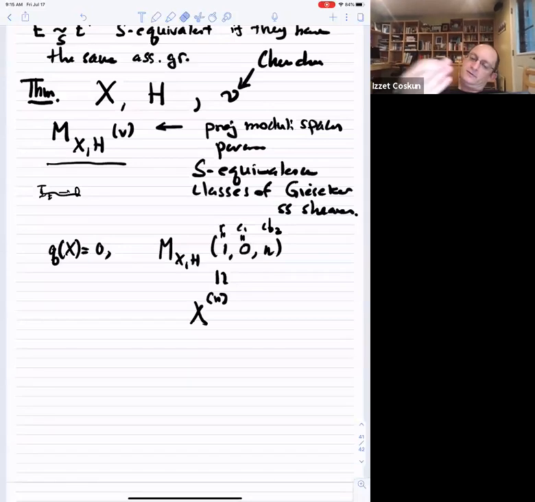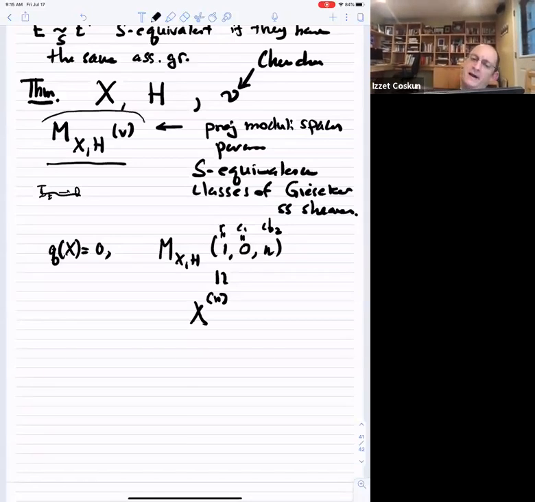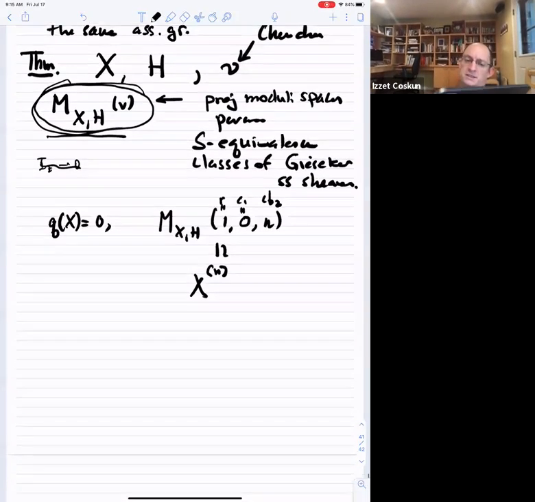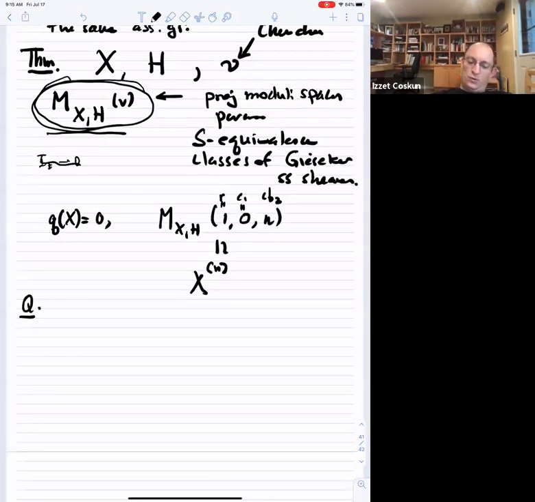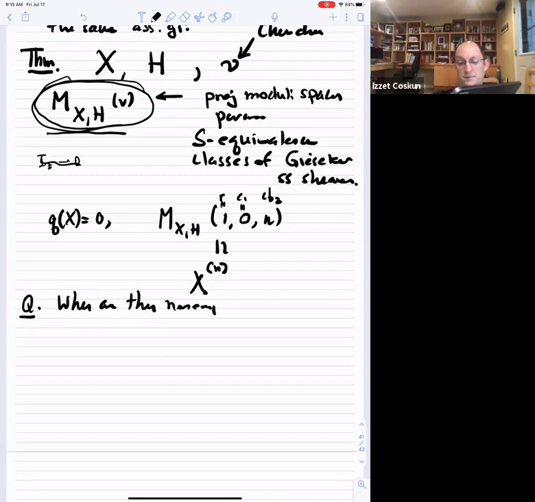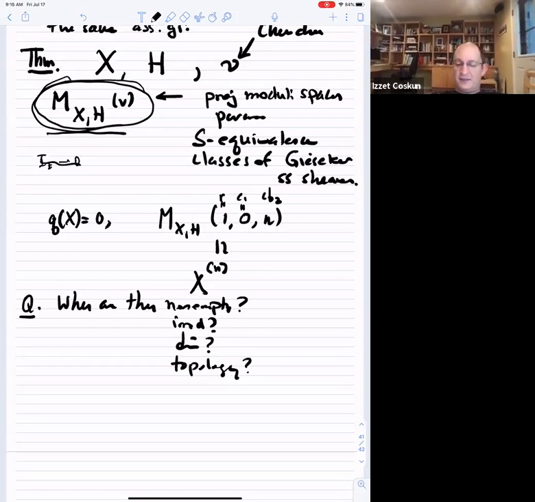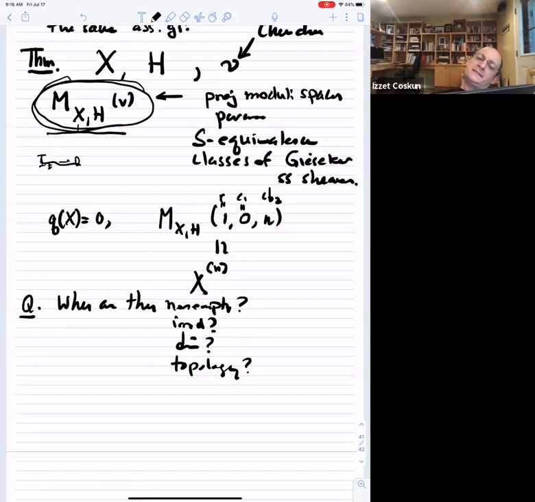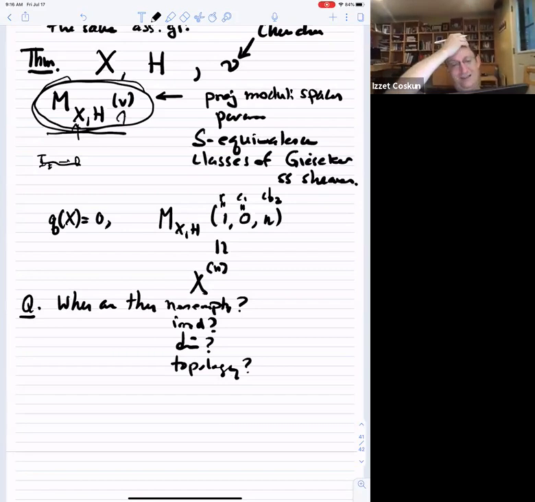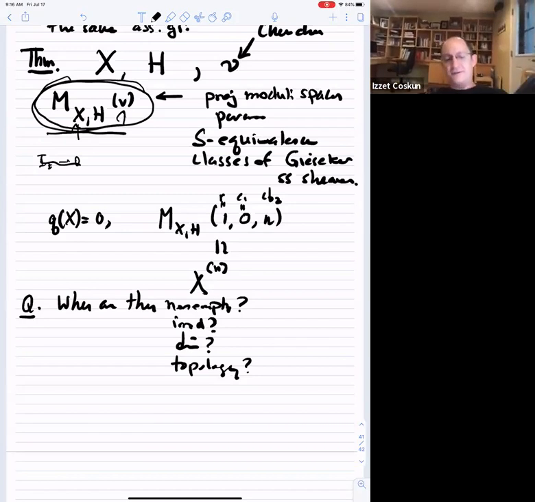So the basic example is the Hilbert scheme of points when the rank is 1. But of course, as the rank increases, these moduli spaces get fairly complicated, and there are many questions about them. When are they non-empty? When are they irreducible? What's their dimension? What's their topology? There are various answers to these things, either when X is special or when V is special. And I'm not going to describe these things here.